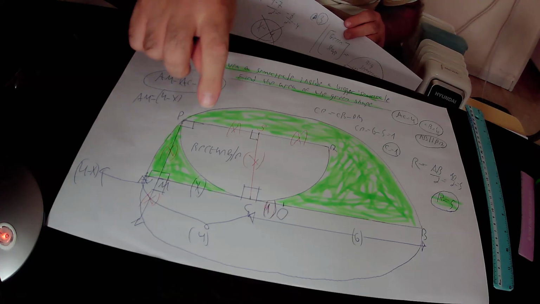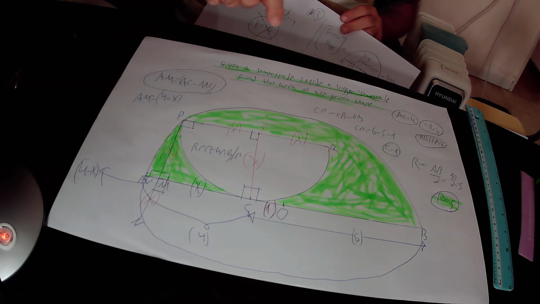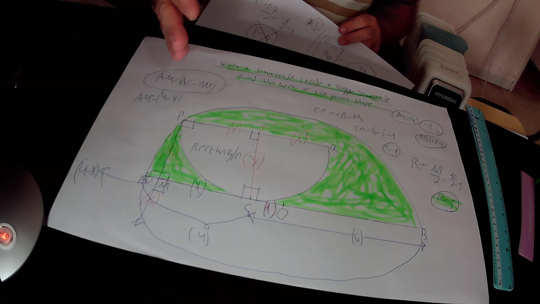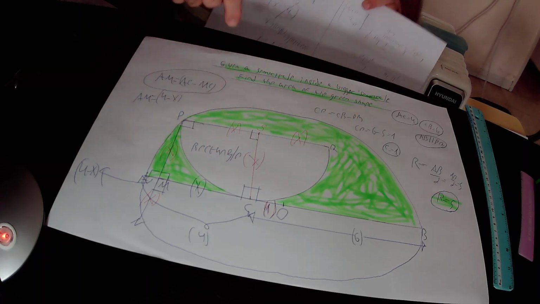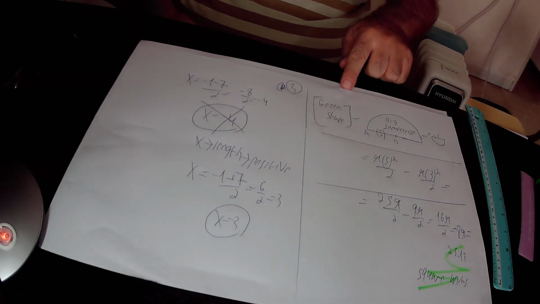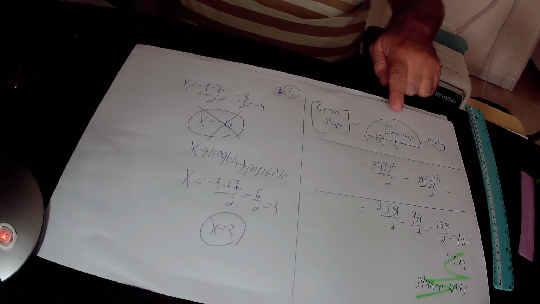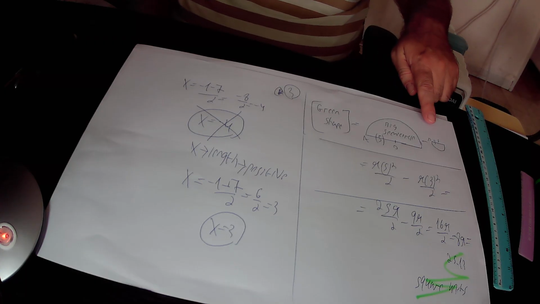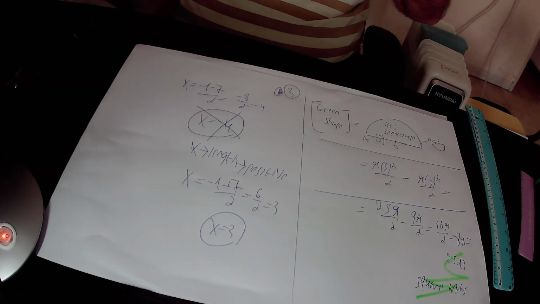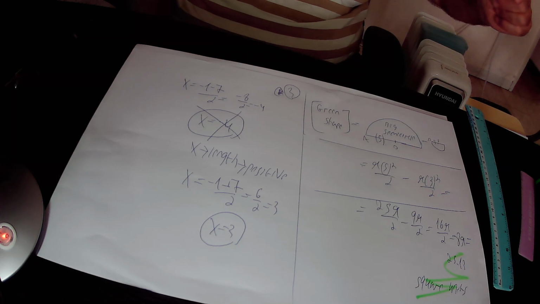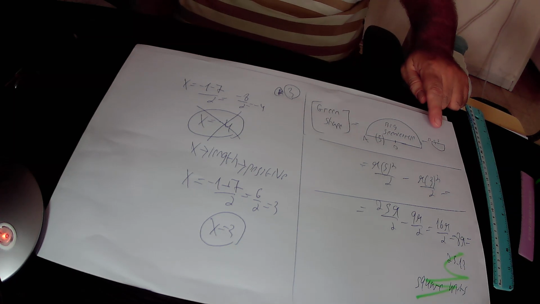Our task is to find out the area of this green shape. From the drawing, it is very easy to see that the area of the green shape in total equals the area of the big semicircle minus the area of the small semicircle. Repeat again, the area of the green shape in total equals the area of the big semicircle, of radius 5, minus the area of the small semicircle, of radius 3. Therefore, the area of the big semicircle must be equal to pi r squared over 2. r is 5, so it is pi times 5 squared over 2, minus the area of the small semicircle, of radius 3. Therefore, the area of the small semicircle must be equal to pi times 3 squared over 2.